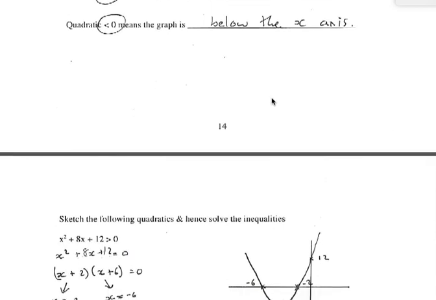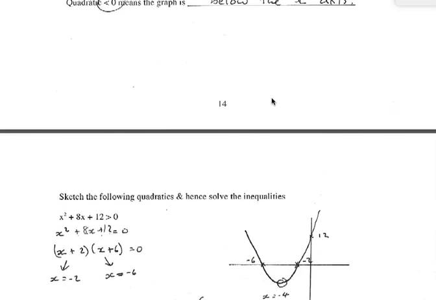For example, if we had to solve this one, so we want to solve this quadratic inequality. So I start by sketching the graph. I've got plus 12 on the end of it, so I know that's where it crosses the y-axis. I solve the equation. I've chosen to solve it by factorizing, so I know that's where it crosses the x-axis. So it crosses at -6 and -2.